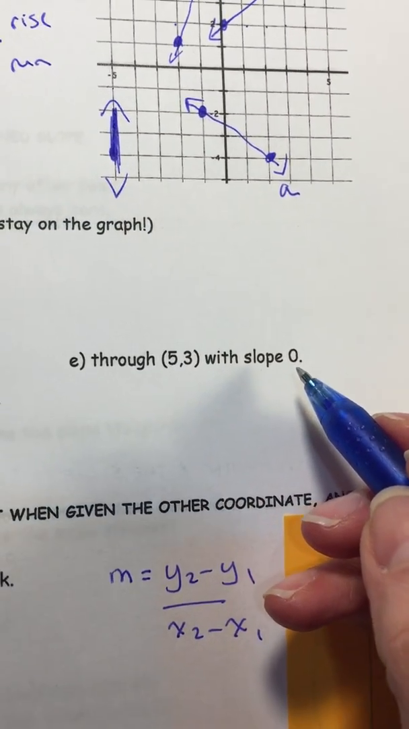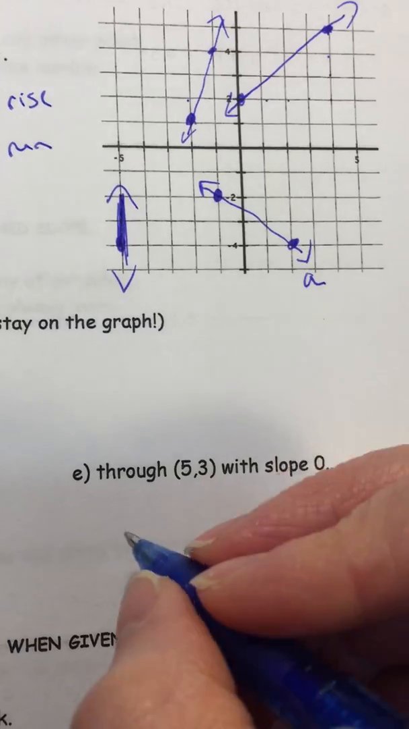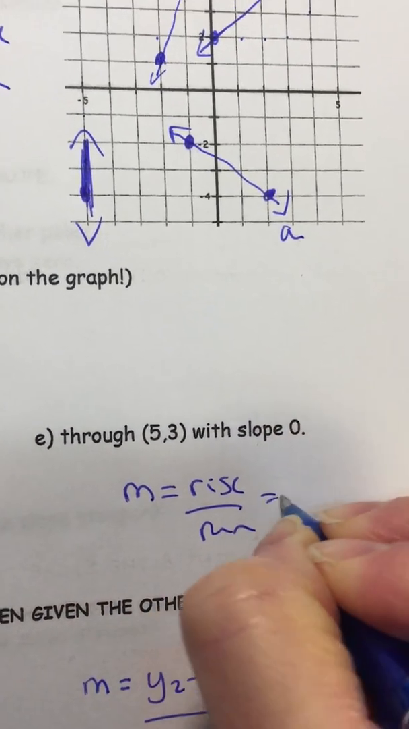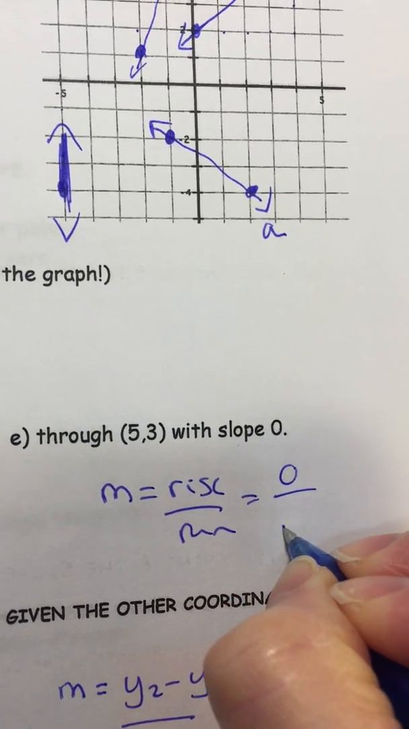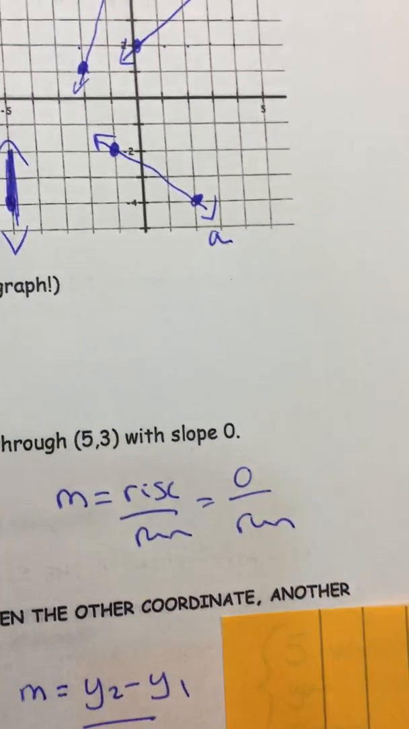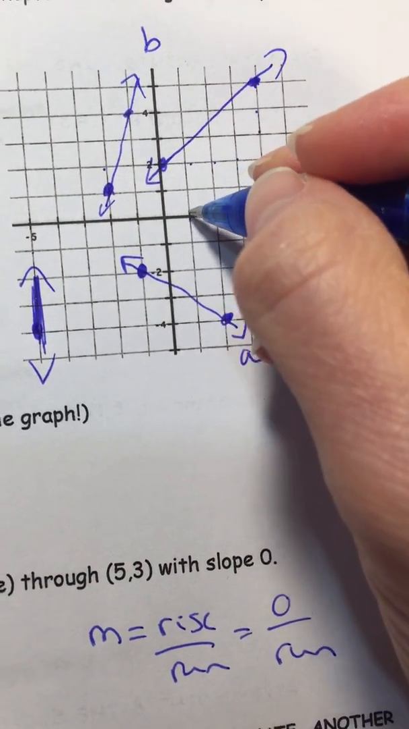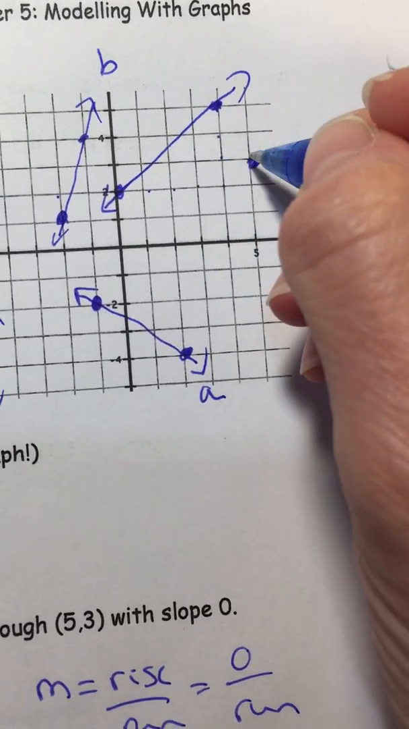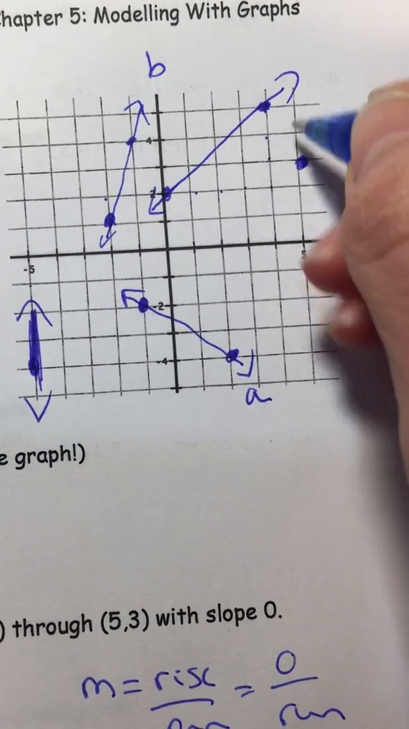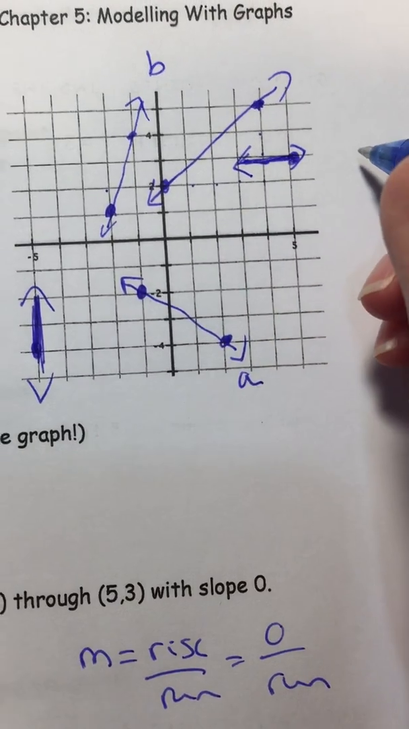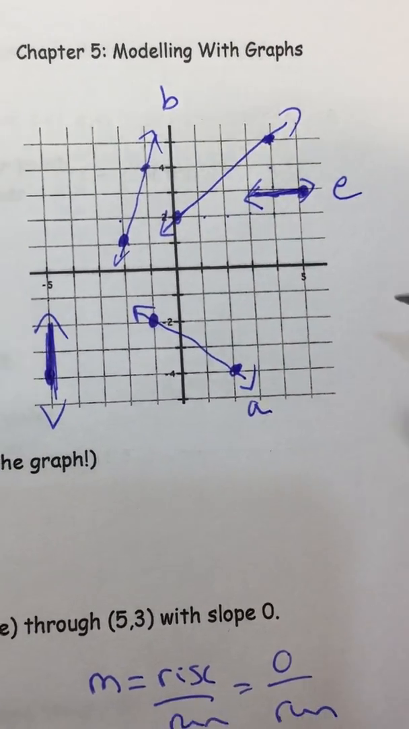A slope of 0, I know, is going to be a horizontal line, but let's draw it. I know slope is equal to rise over run, and if slope is 0, there must be a 0 in the numerator, and this would be some number. So I'm going to plot 5, 3, plot a point, and I know I'm going to rise 0, but I'm going to run. It doesn't matter how far you run, that's your answer.